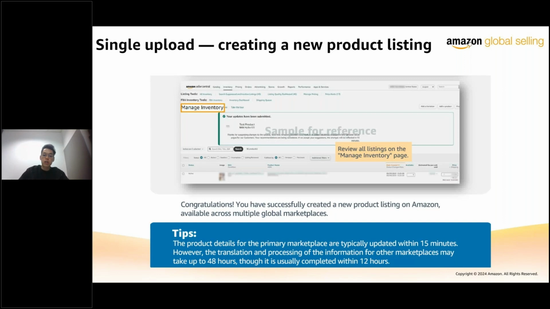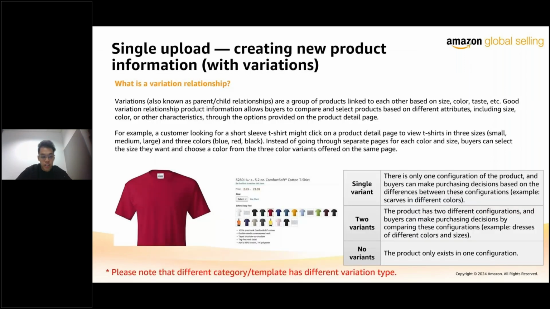So the next thing will come with single and double variation and no variation. In this sense, if you look at this, variation is known as the parent-child relationship, a group of products linked to each other based on size or whatever other variation is in that category specifically. So for example, in this case, you are using a t-shirt. If you look at the double variation, there's size and color. So this is two variations. In that sense, people can choose small, medium, large, and the different colors.